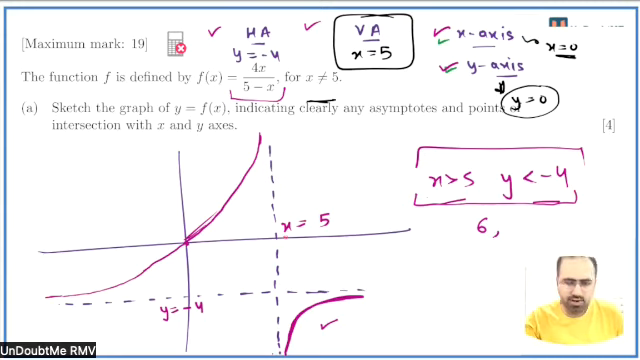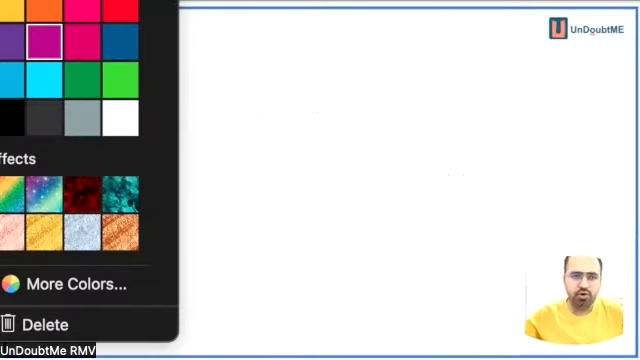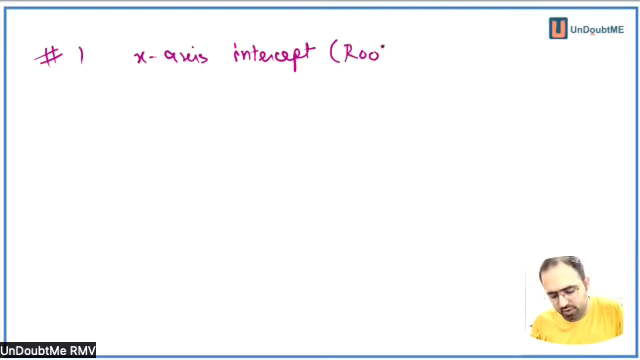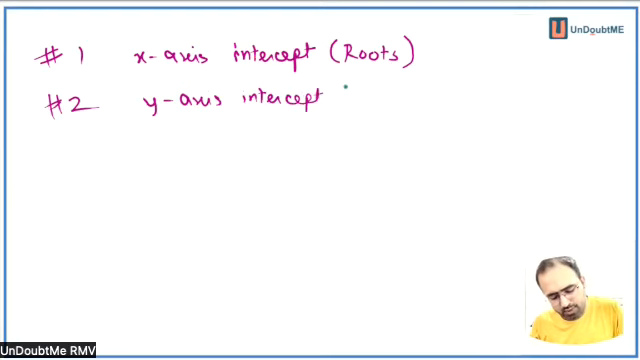Okay. So let me write down a few general steps. Whenever you have to draw any graph from scratch, what are the things which you must know? So first thing is, you should know the x-axis intercept. X-axis intercept in simple words is also called the roots or the solution of the equation. You should know the y-axis intercept. Y-axis intercept is obtained by putting x is equal to 0 in f(x). Okay, and the x-axis intercept is obtained by putting y is equal to 0 in f(x).